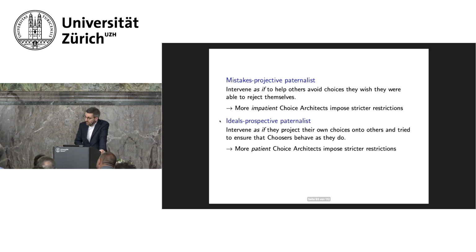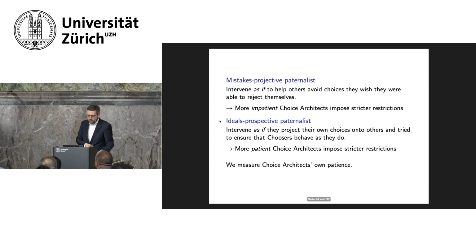The other hypothesis is that of an ideals projective paternalist. That's a person who basically says, how do I help other people make better decisions? Well, my own decisions are pretty good, aren't they? So I'm just going to help other people make the same decisions that I would have made. And in that case, people will look as if they imposed their own preferences onto others. And so you should see that more patient choice architects are the ones who impose stricter restrictions.